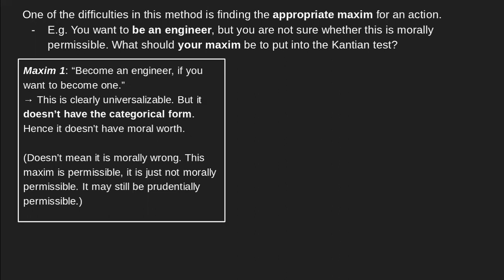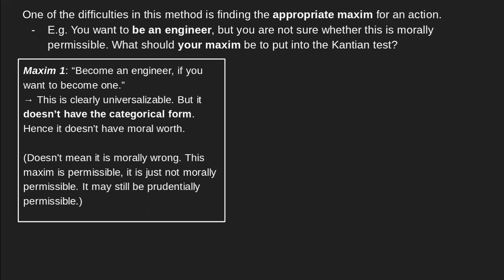If it passes this test, then you put it into a second test that checks whether the maxim has the categorical form. And in order to have a categorical form, it shouldn't have implicit or explicit if clauses. And this maxim clearly has an explicit if clause. It says, if you want to become an engineer, you can become one. But this is not the categorical form that Kant wants. He wants an imperative form, a form that commands you to do something. Hence, it doesn't have moral worth.